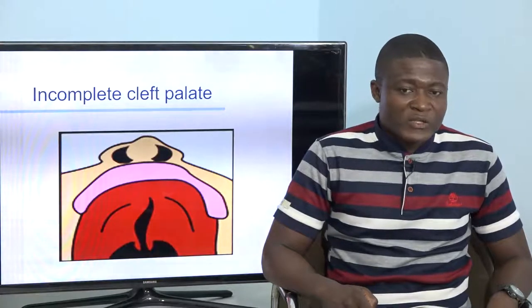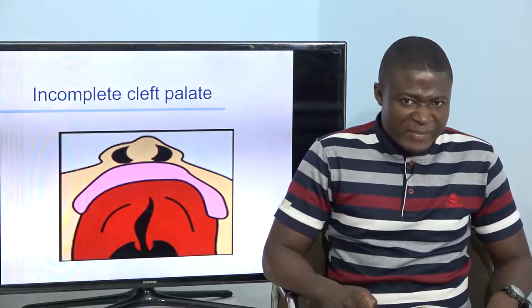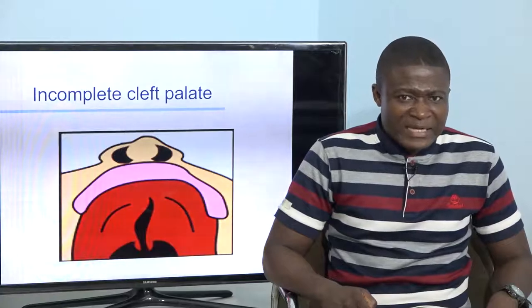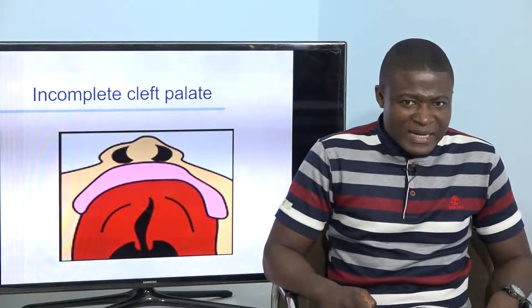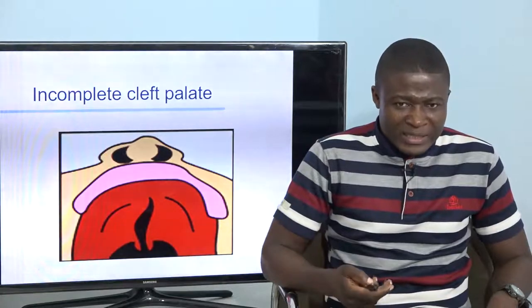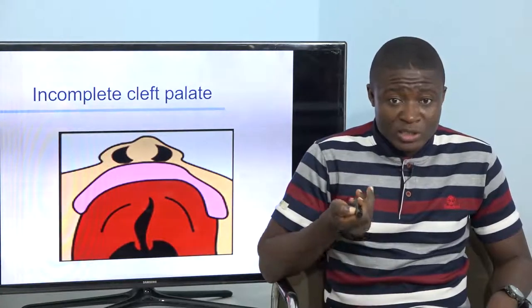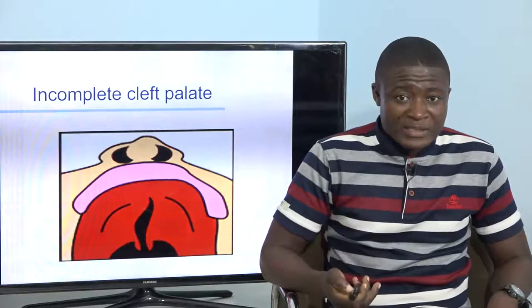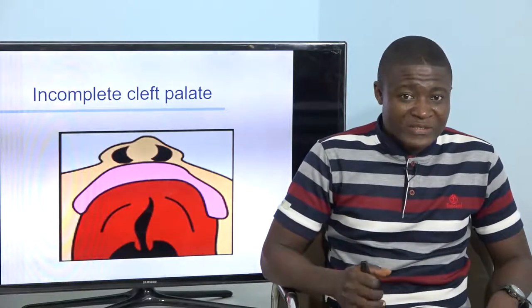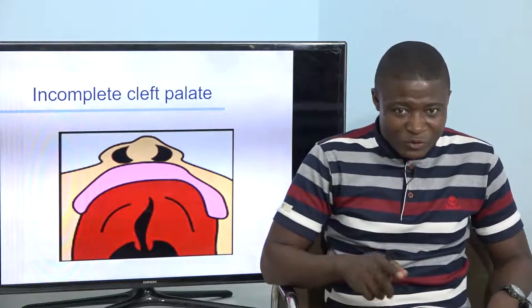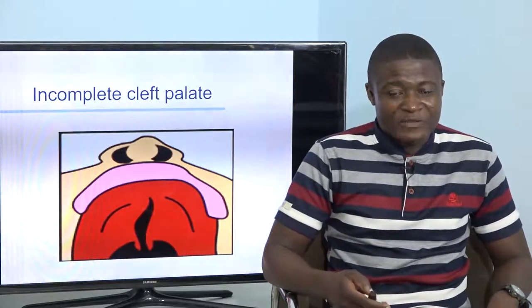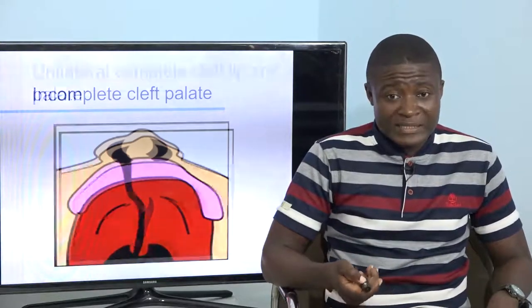All right. So look at it. This one is not very clear, but you can see it. That is an incomplete cleft palate. You can see that there is an indentation, a dark indentation in there. This dark indentation is not extending to the other part. It is just on one part. That is a soft palate. So let's see the next picture.